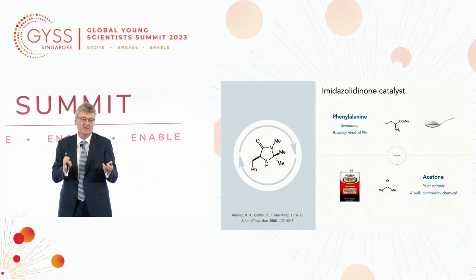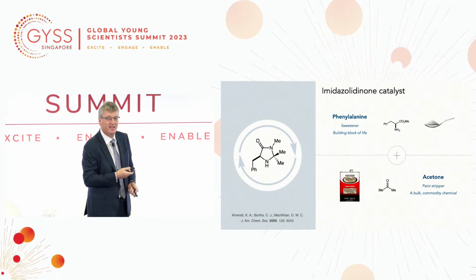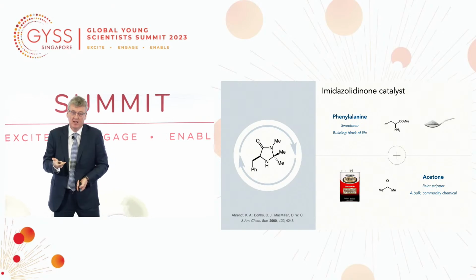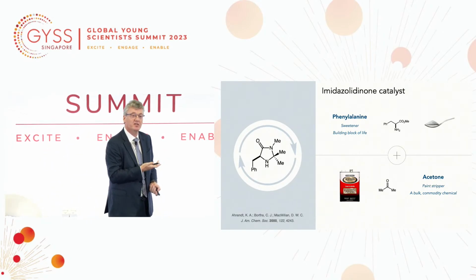And I really love telling this part of the story, because this catalyst is based upon phenylalanine, a building block of life, which is combined with acetone. Acetone is paint stripper. So you can see how inexpensive and available this catalyst would actually be.